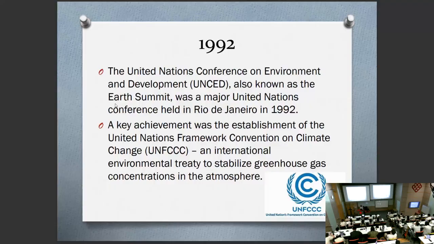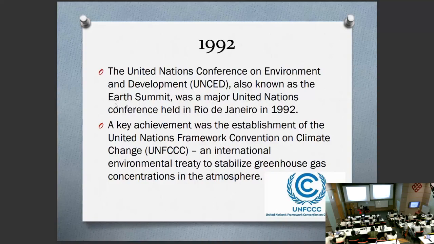A key achievement was the establishment of the United Nations Framework Convention on Climate Change. It is an international environmental treaty to stabilize greenhouse gas concentrations in the atmosphere. It is a treaty signed by the leaders of different countries, different nations. So it provides a platform for different countries to negotiate and to implement measures to combat climate change and to reduce greenhouse gas emissions.